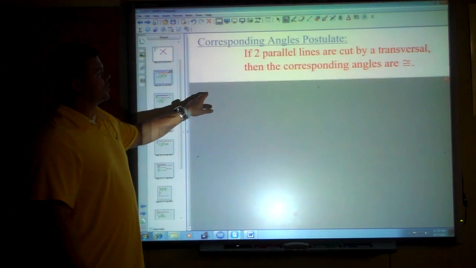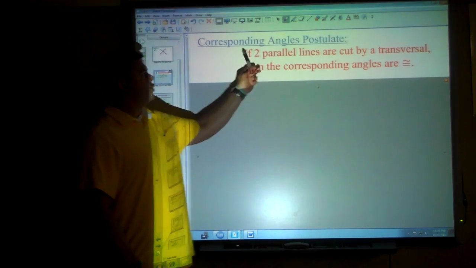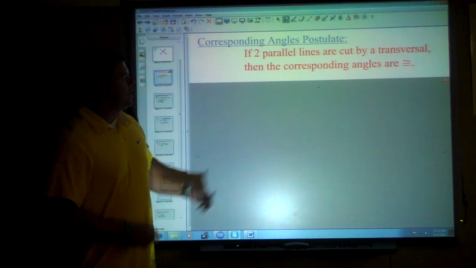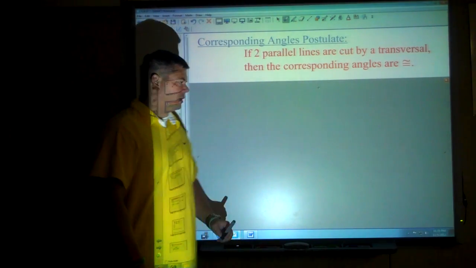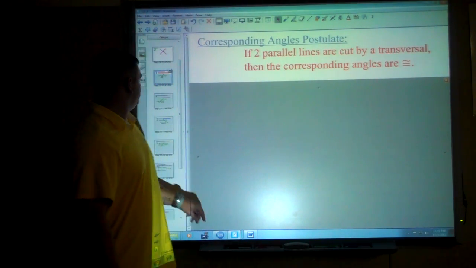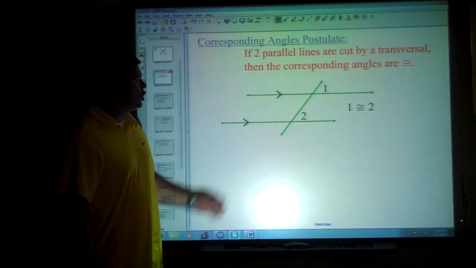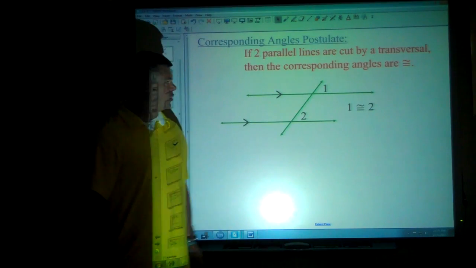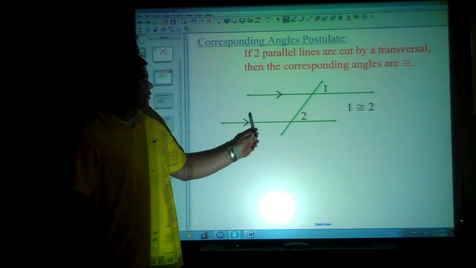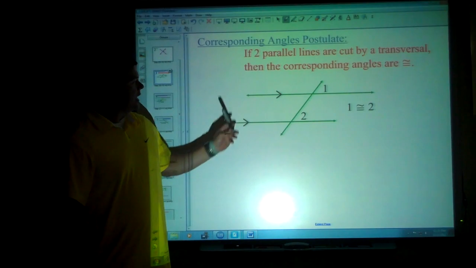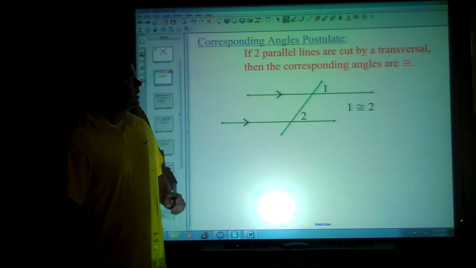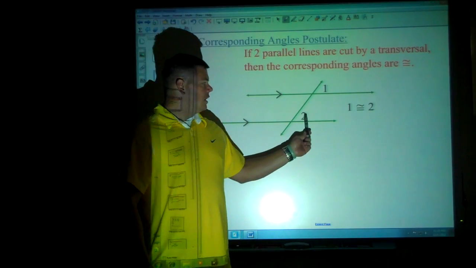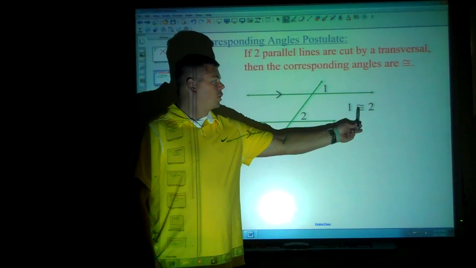So our first one is the corresponding angles postulate. If two parallel lines are cut by a transversal, which we've been looking at before, then the corresponding angles are going to be congruent. Alright? So as a demo of this, here we have two lines being cut by a transversal. This little symbol of the arrows means that this line and this line are parallel to each other. If we do have parallel lines, then what happens is the corresponding angles become congruent.